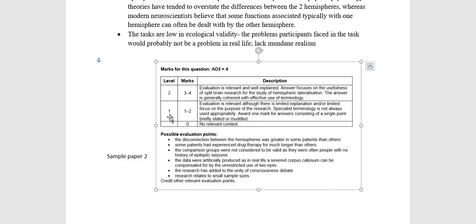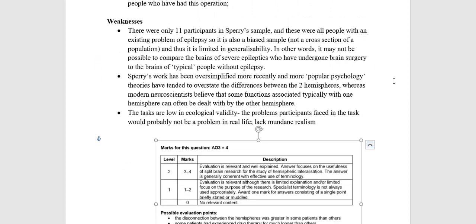And remember that they're going to assess whether you are covering enough to put you into level 2, 3, or 4 marks. Okay, so evaluation is relevant, well explained, focuses on the usefulness of split brain research for the study of hemispheric lateralization, and it's generally coherent with effective use of terminology. Okay, so how useful have you managed to get across this sort of research for our understanding of hemispheric lateralization?